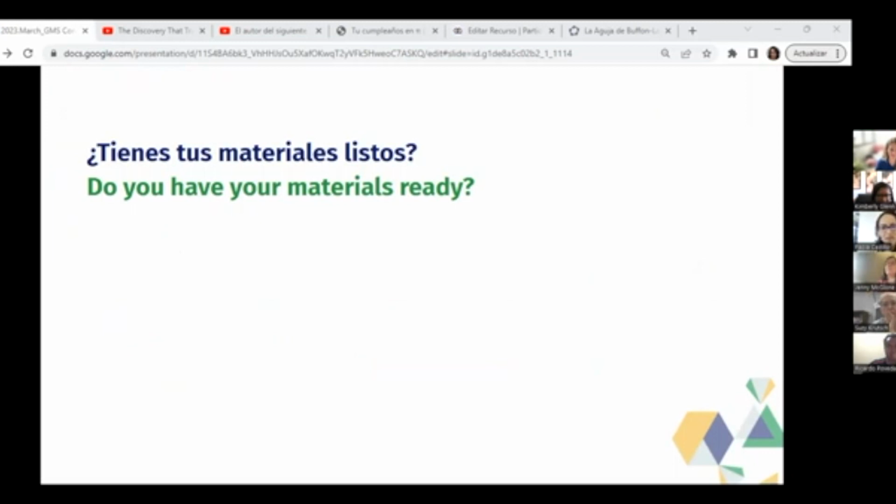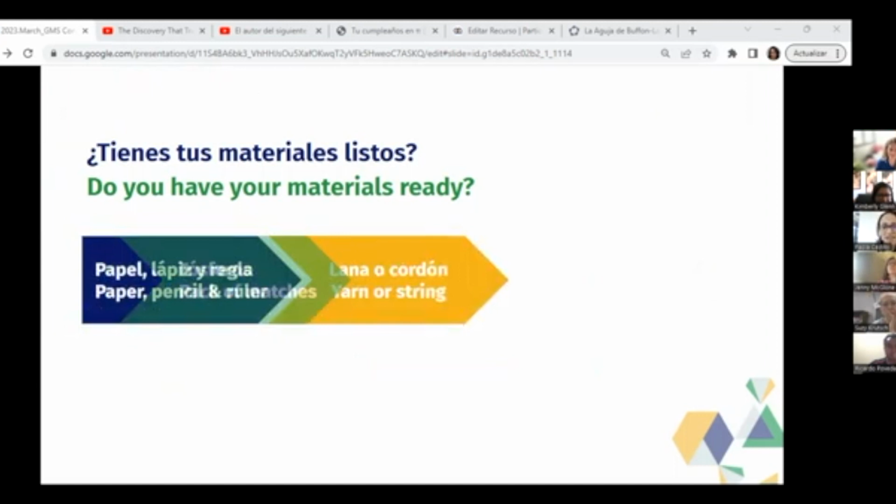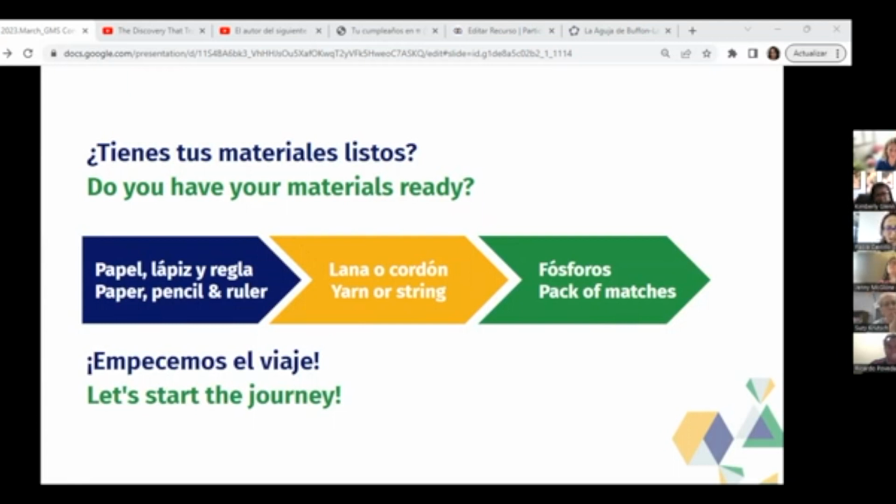Those that were able to go into the participate platform, we asked you to have a couple of different things for this session. If you have not grabbed these things yet, please take 30 seconds to go grab them. Paper, pencil, and a ruler. If you have some type of yarn or string, something similar to this, perhaps.